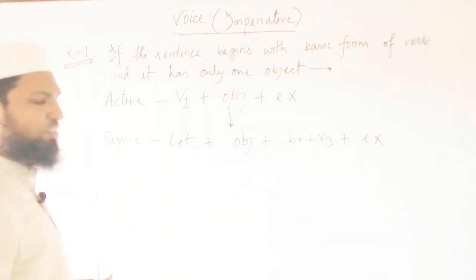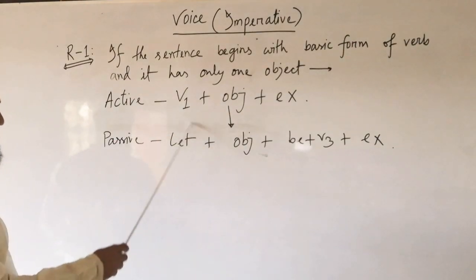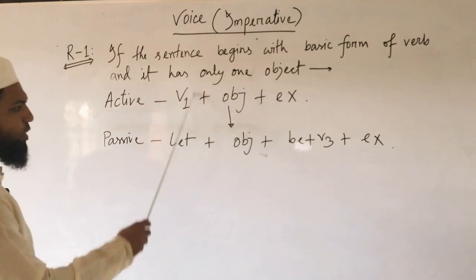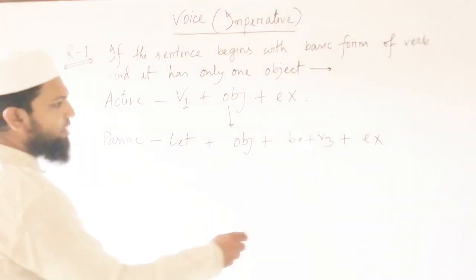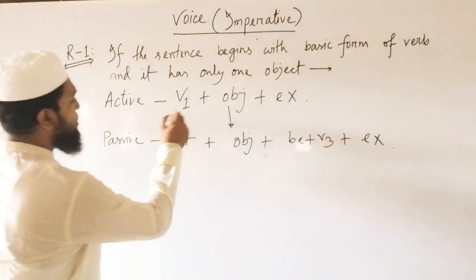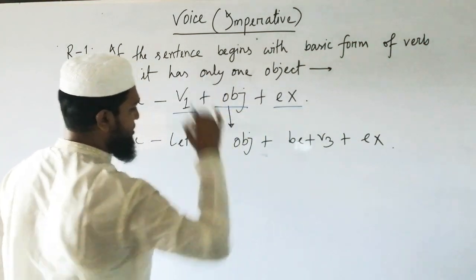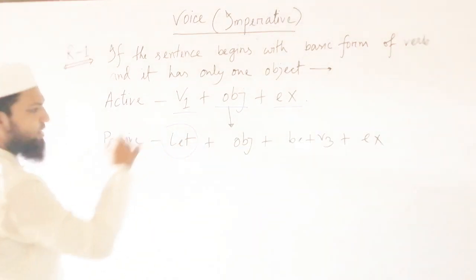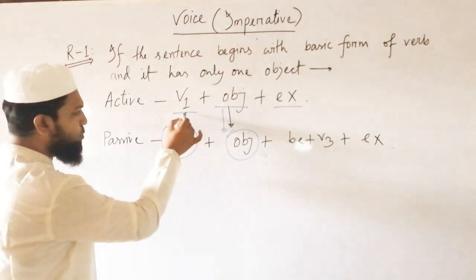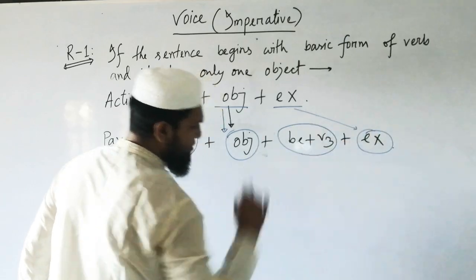How to change this from active to passive? At first I will use let, and then I will use the object here, and then verb 1 will be verb 3, and then extension. Just see what I am doing. Verb 1, object, extension. At first I have used let, and then object, and then verb 1 will be verb 3, and then extension if it has.